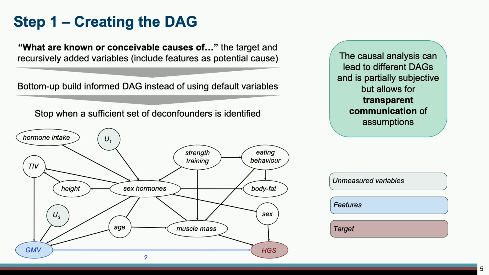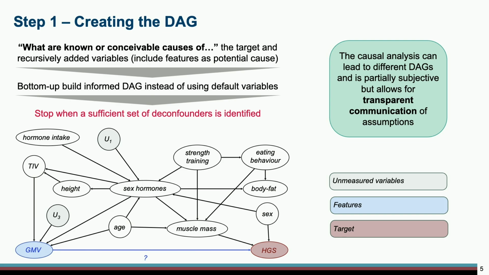Importantly, this causal analysis can lead to different DAGs because it is, of course, to some degree subjective and not data-driven, because you cannot do that in a data-driven way. But still, it allows for transparent communication of your assumptions, and that's why it's a very handy tool. Now the question is, what does it mean that you have a sufficient set of deconfounders?